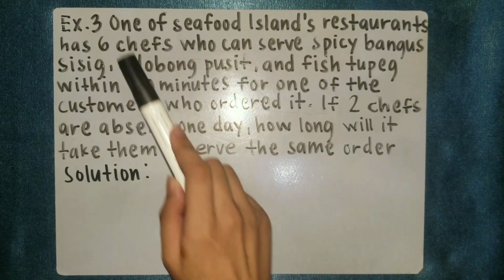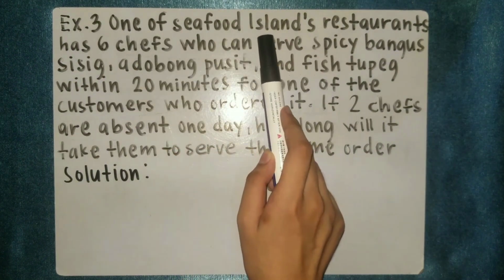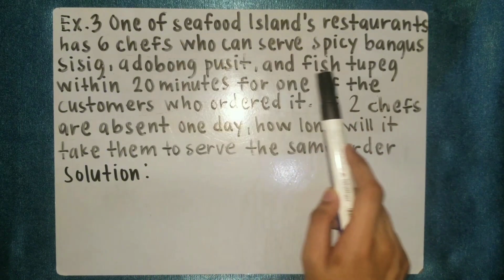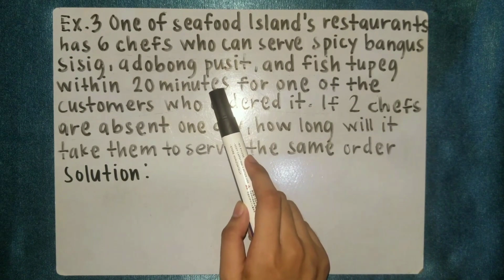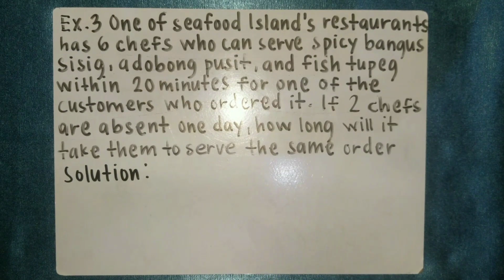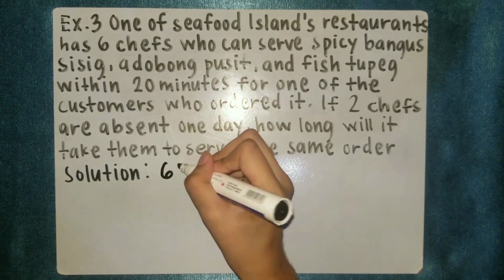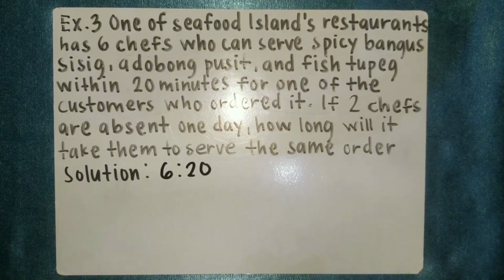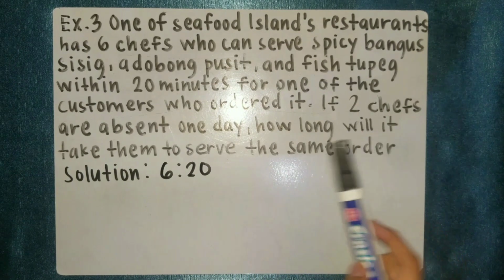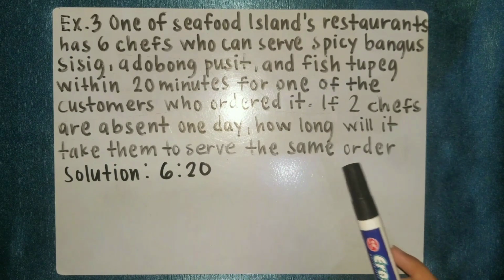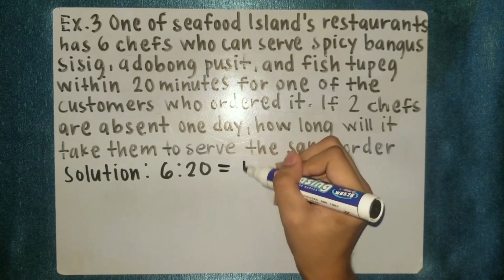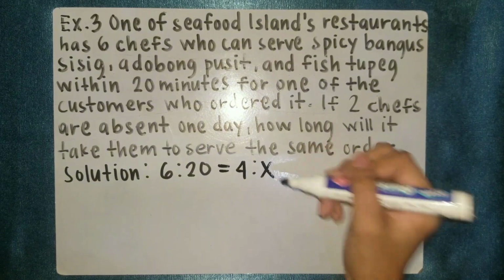Sabi dito, ang isa sa restaurant ng Seafood Island ay mayroong 6 chef who can serve spicy bango sisig, adobong pusit, and fish topek within 20 minutes for one of the customer who order it. So ito yung magiging first ratio natin. 6 chef is to 20 minutes. Then next, if 2 chefs are absent one day, how long will it take them to serve the same order? Ito naman yung magiging second ratio natin. Equal 4 chef is to x.